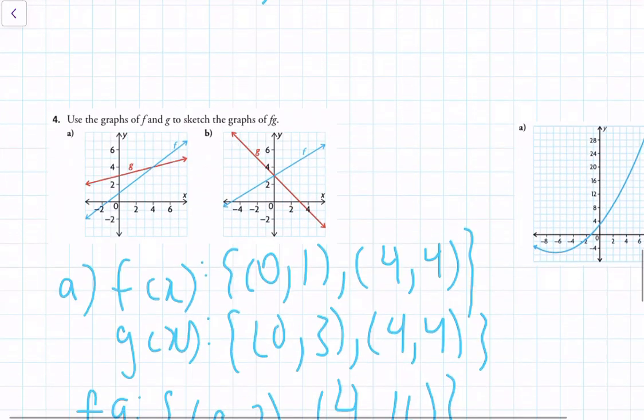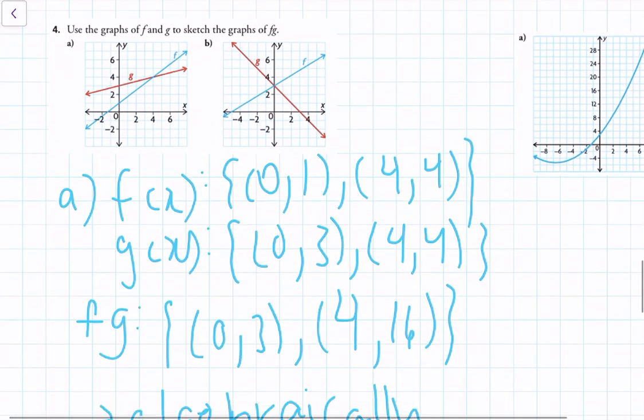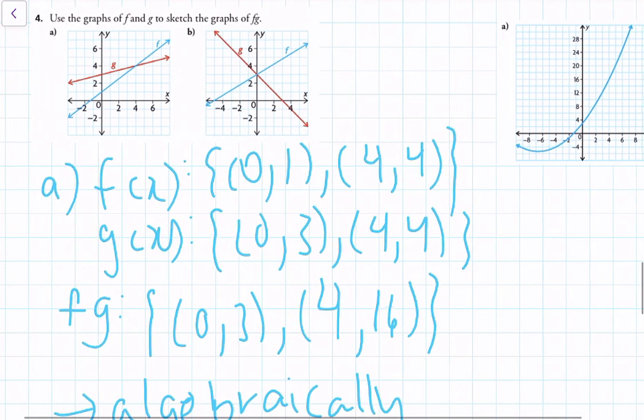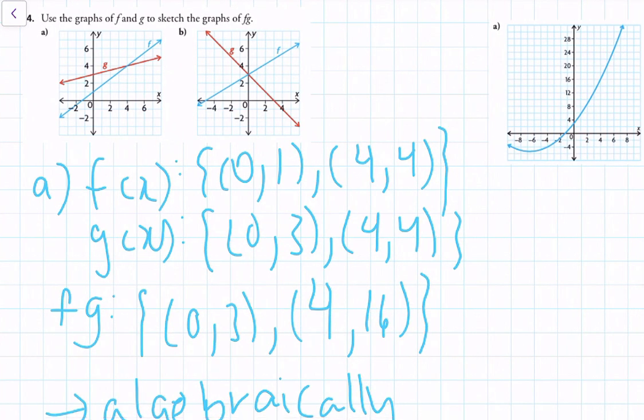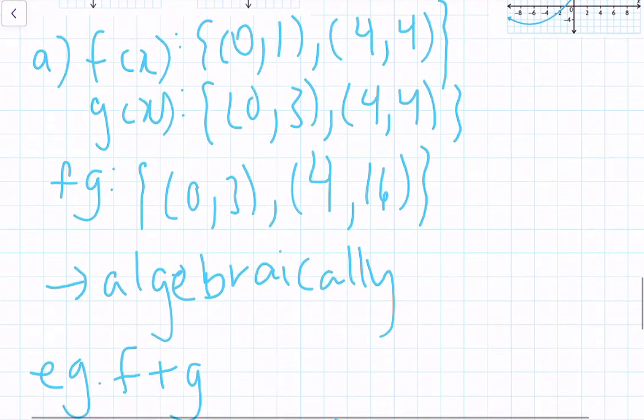Perfect. Okay. So now we show a multiplication. So we have the graphs of f and g. So for f of x, we select our main points again, 0, 1, 4, 4, and for g of x, 0, 3, and 4, 4. We're multiplying them through here. The x values remain the same, the y values are changing, so 0, 3, and 4, 16.